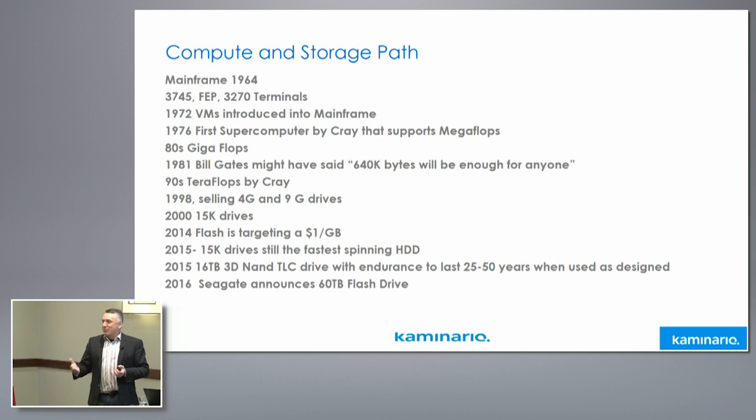3D TLC NAND drives were released. What does that really mean? TLC is triple level cell. Back in 2014, we had flash targeted to get down to $1 a gigabyte. For those of you that saw the flash drives back in the 2006, 2007 timeframe, it was around $1,000 a gigabyte. Now you're getting down to $1 a gigabyte. That was the goal. How do you get there? How do you efficiently do that? It came down to a lot of different things.